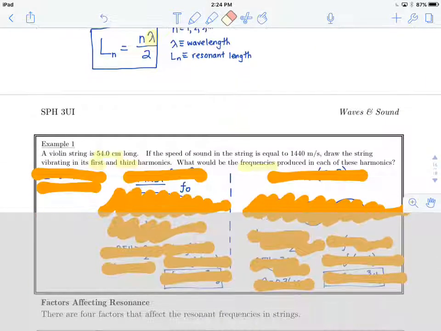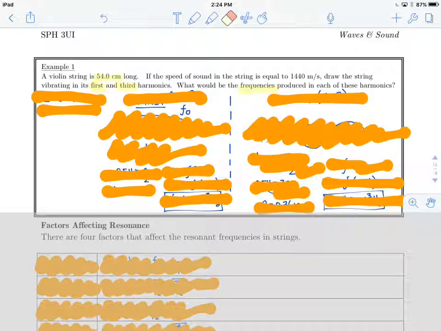Let's see how we're going to work it in a problem. A violin string is 54 centimeters long. The speed of sound in the string is 1,440 meters per second. Draw the string vibrating in its first and third harmonics, and then find the frequencies at those harmonics.